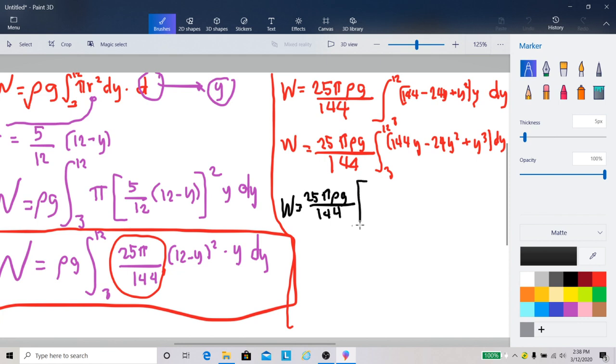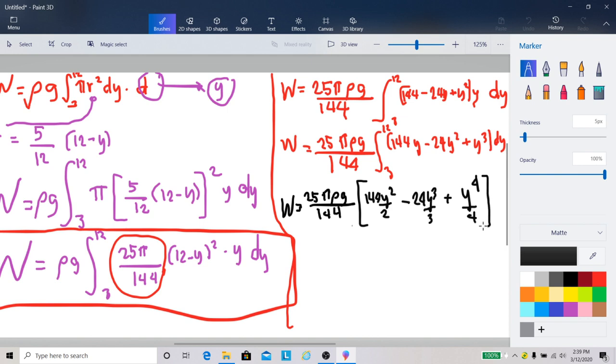That's why we are having a block. Okay. So this one will be y squared over 2, and then there is 144 on the sides. And then we have minus y cubed over 3, and then there is 24 on the sides here. And then the last one will be plus y to the fourth over 4.